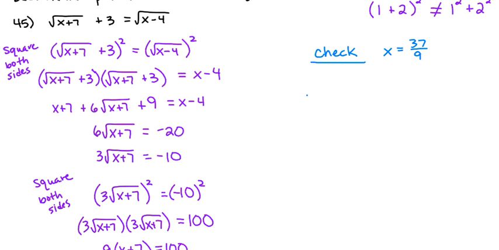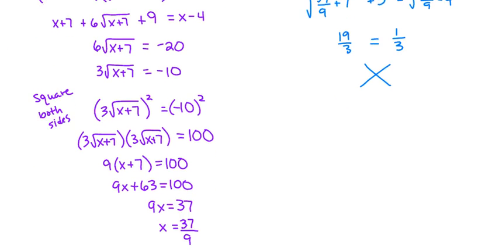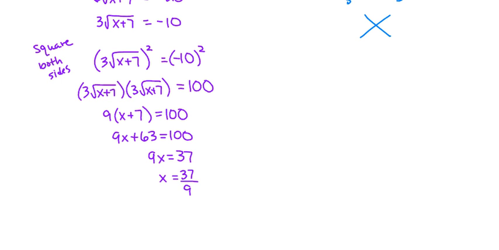So we have the square root of 37/9 plus 7, plus 3, equals the square root of 37/9 minus 4. You can use your calculator. You're going to find that on the left you get 19/3 and on the right you get 1/3. So clearly that does not check. So our answer is actually not an answer to the original equation. It was just an answer to some equation we made along the way. We have no answer left, so there's no solution.